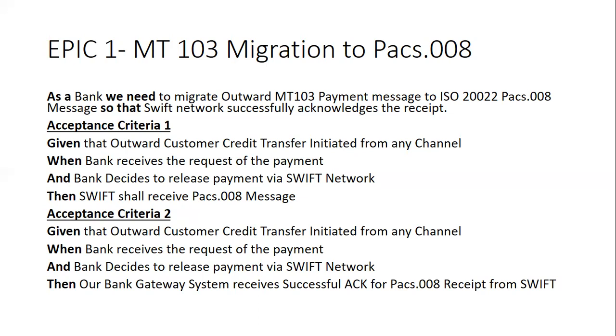So you need to analyze those things, and based on that, all the user stories created for that particular epic need to have all those different tasks or issues created for all those teams to develop. I'll just demonstrate one of the examples. This epic is MT103 migration to pacs.008, right?